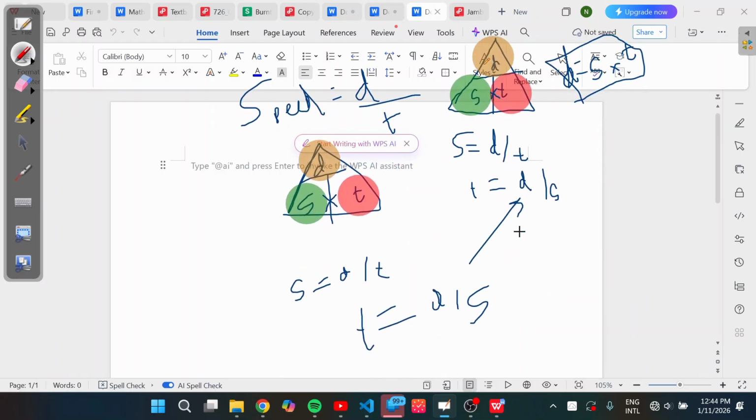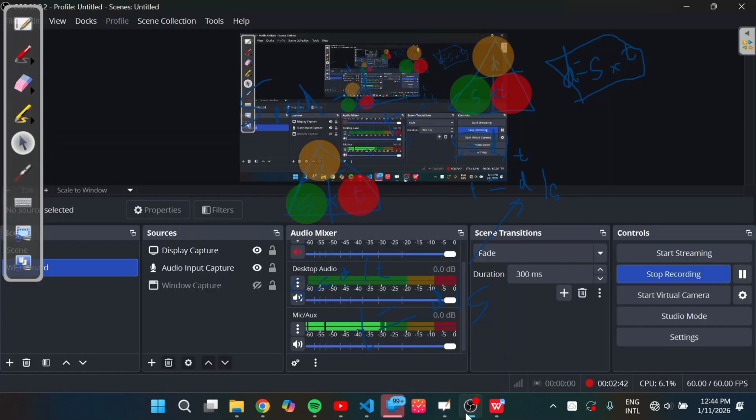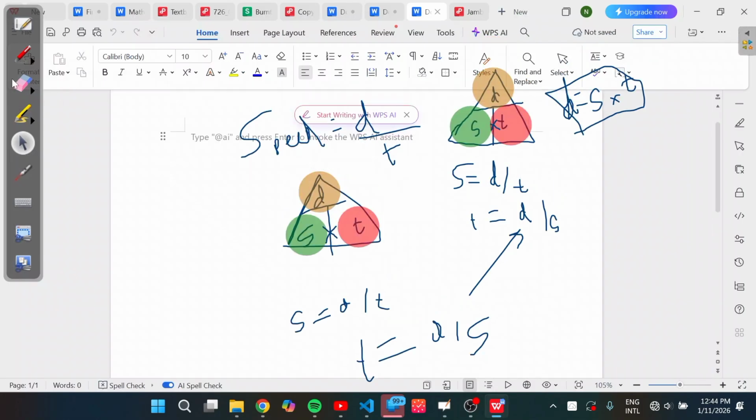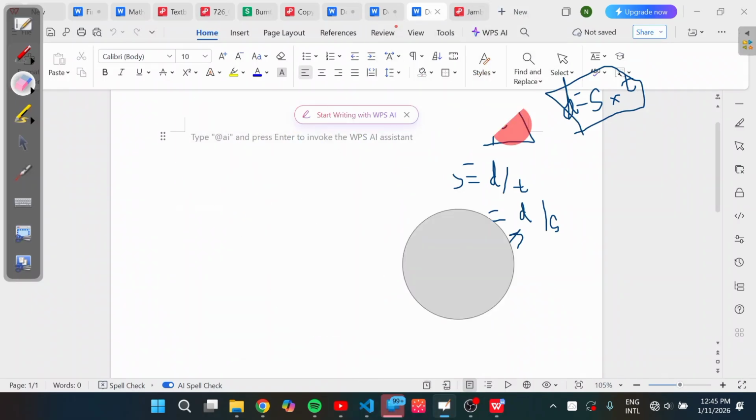You can use it with any formula that has the same structure as the speed one, with three variables. For example, velocity. You can use this triangle method of remembering formulas. It will work, okay? So it's not just speed that it works for. So now let's actually move on to velocity.